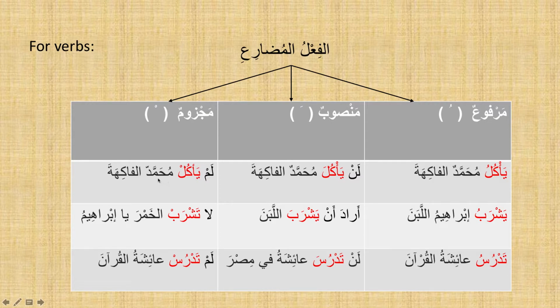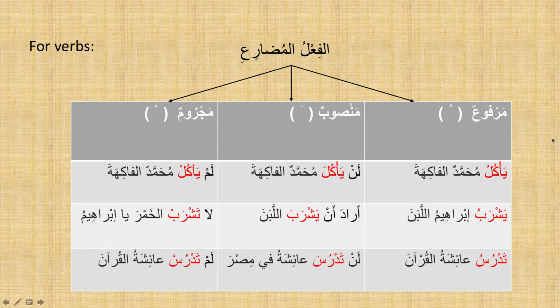لم يأكل محمد الفاكهة. لا تشرب الخمر يا إبراهيم. لم تدرس عائشة القرآن. So each of these verbs you can see end in a sukun. So again in the next lesson we're going to learn what determines which mark to use on a verb.